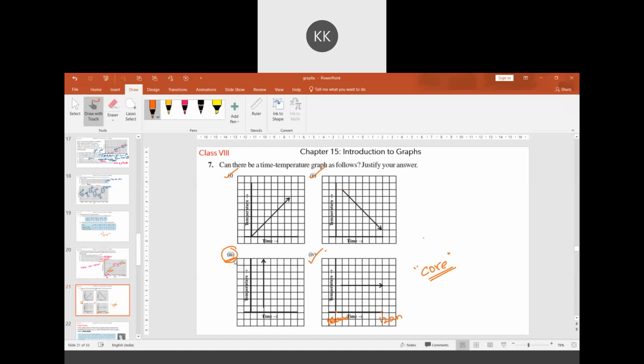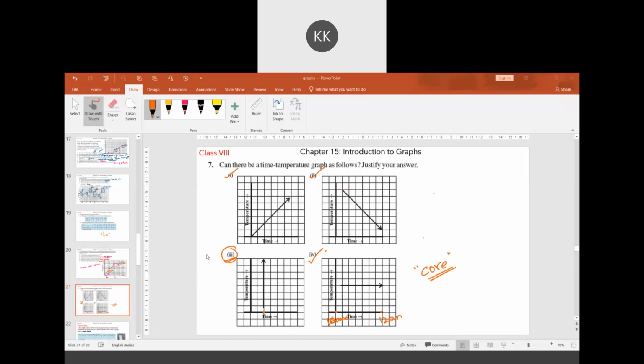This third one, there is no chance, isn't it? It shows that time may stop, that the temperature stops changing for a period of time. Time will not stop, isn't it? Yes, sir, time will not stop.